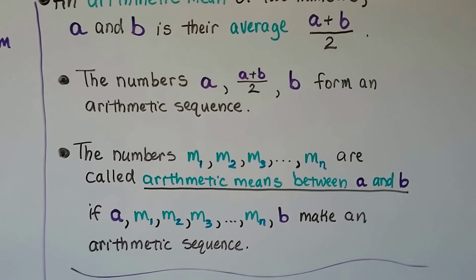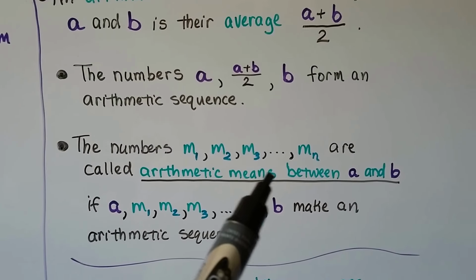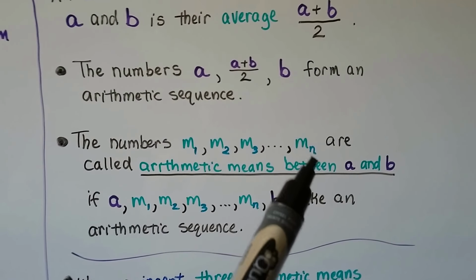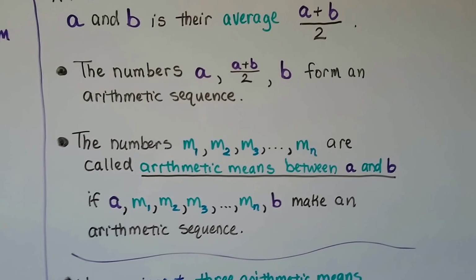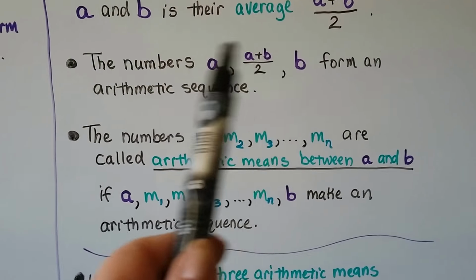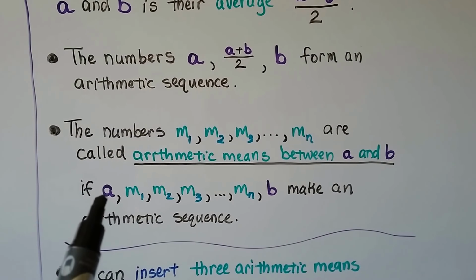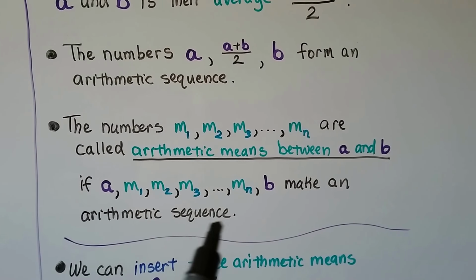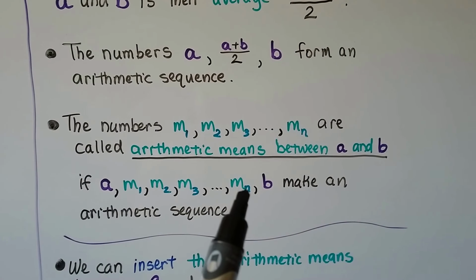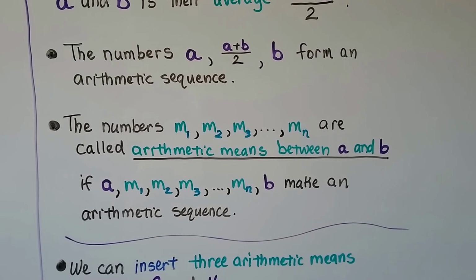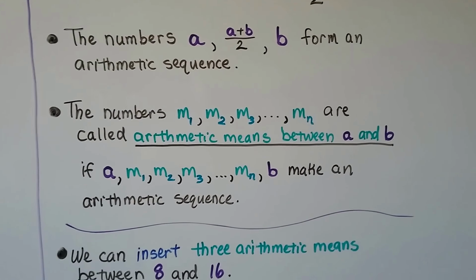And the numbers m sub 1, m sub 2, m sub 3, to m sub n here are called arithmetic means between a and b. Okay, so they're in between the a and the b. So if we have a here, then we have m sub 1, m sub 2, m sub 3, and it goes on to m sub n, and then we have b, and that'll make an arithmetic sequence, see?